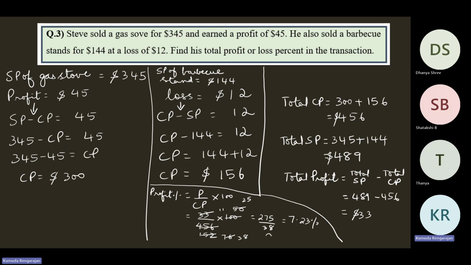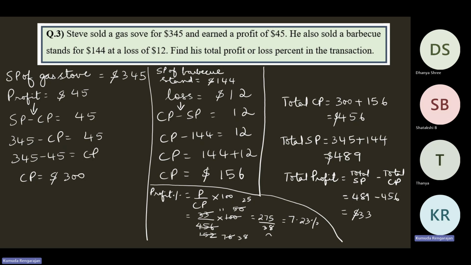Next, the selling price of the barbecue stand is $144 and the loss is $12. And how do you understand loss? In case of loss, the cost price is more than the selling price. So CP minus SP is 12. CP minus the selling price, 144, is equal to 12. So you transpose and CP is $156. So now you have the cost price and the selling price of the barbecue stand.